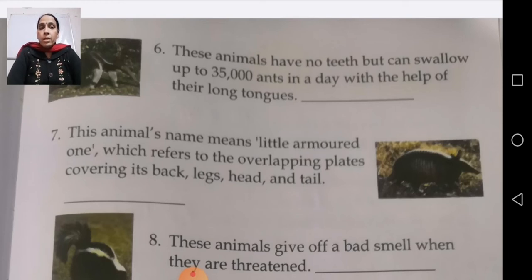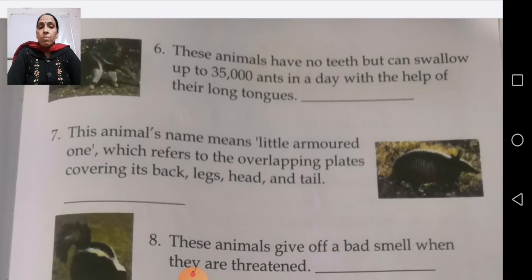So this animal, just because of its structure, is known as little armored one. Because on its back we have this overlapping of plates. So this whole page that you are going to remember: this animal is known as little armored one, which refers to the overlapping plates covering its back, legs, head, and tail.